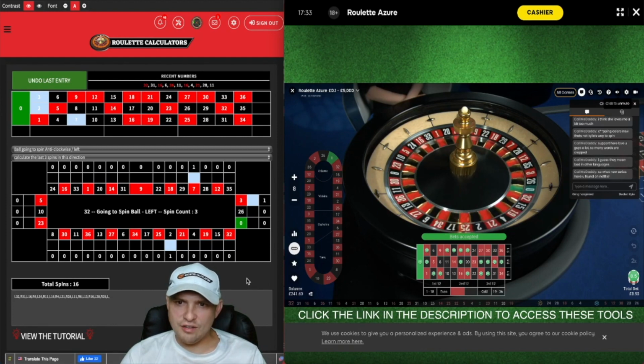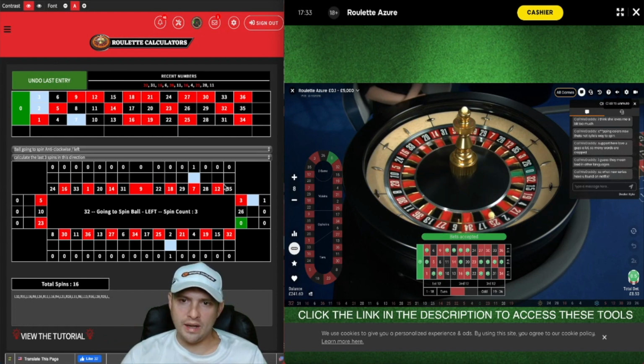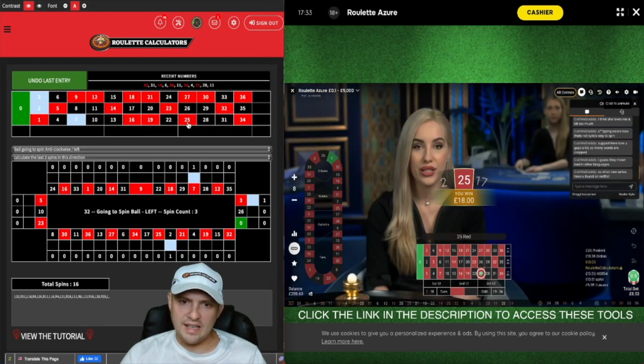So we want to see this land around 0. That's sort of a general area, and that's pretty good for us, number 25, so that gives us our first win. So that's given us 18 units.